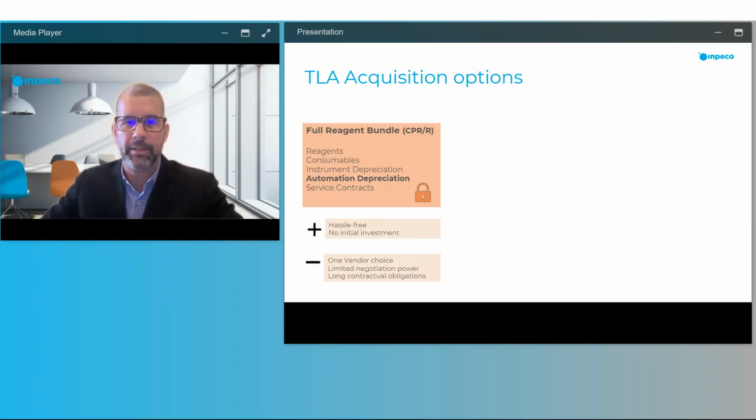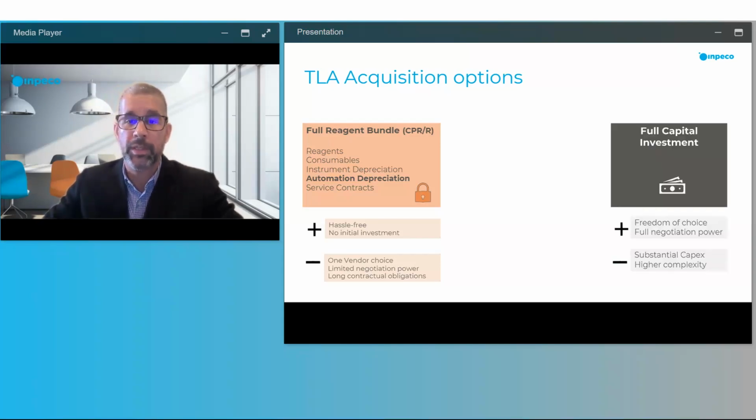But what it really does is limit your vendor choices. Then essentially you're, let's say, committed to that vendor and their analytical platforms long-term. These can be longer contractual obligations, and really ultimately over time, the automation can end up being more expensive.